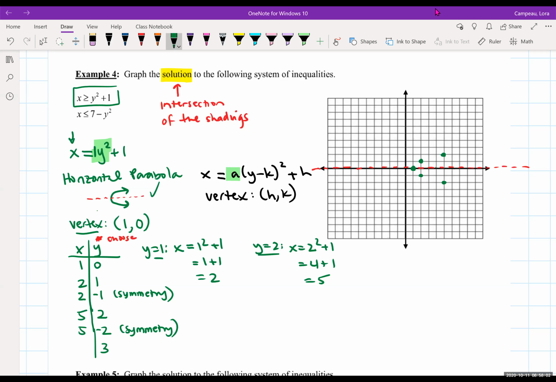So I'm going to connect my points. And remember, since I'm looking at an inequality, I have to look at the inequality symbol. I'm going to notice that we have a greater than or equal to, the key being the equal to, the bar underneath the greater than symbol. So that gives me a heads up that I've got myself a solid curve that I'm going to have to graph. So I'm going to connect these points with a solid curve.